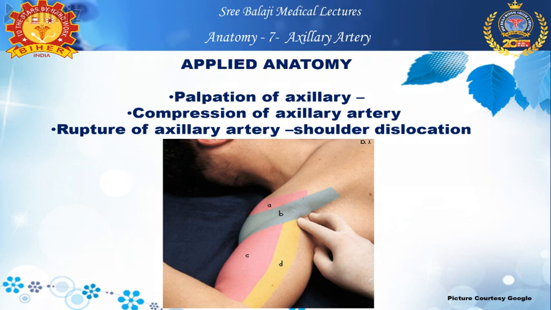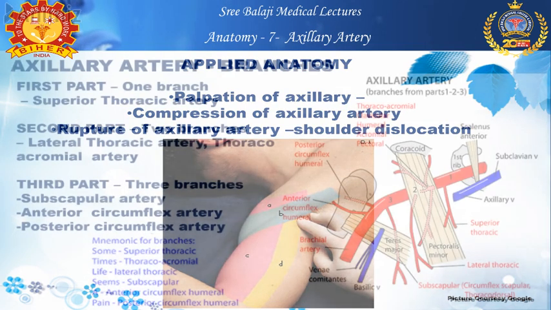Compression of axillary artery in case of bleeding from the axillary artery. Pressure can be applied by compressing it against the humerus. Rupture of the axillary artery during reduction of shoulder dislocation. This will occur especially if the artery is adherent to the articular capsule.